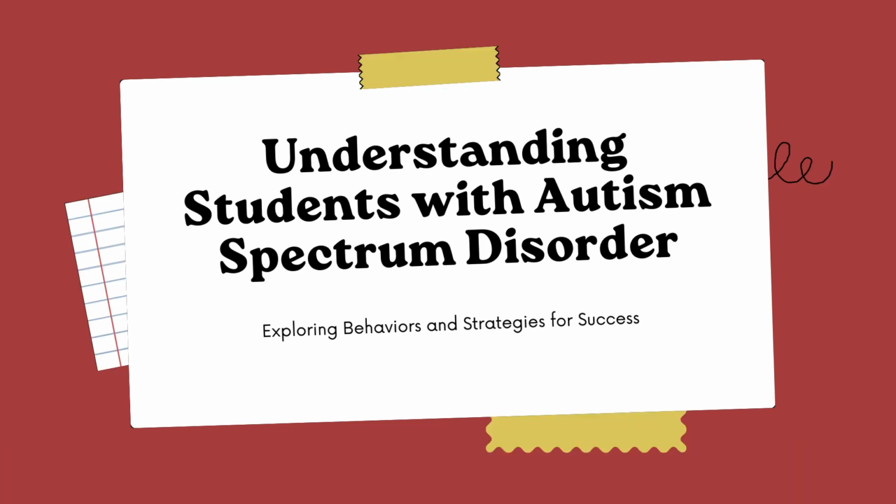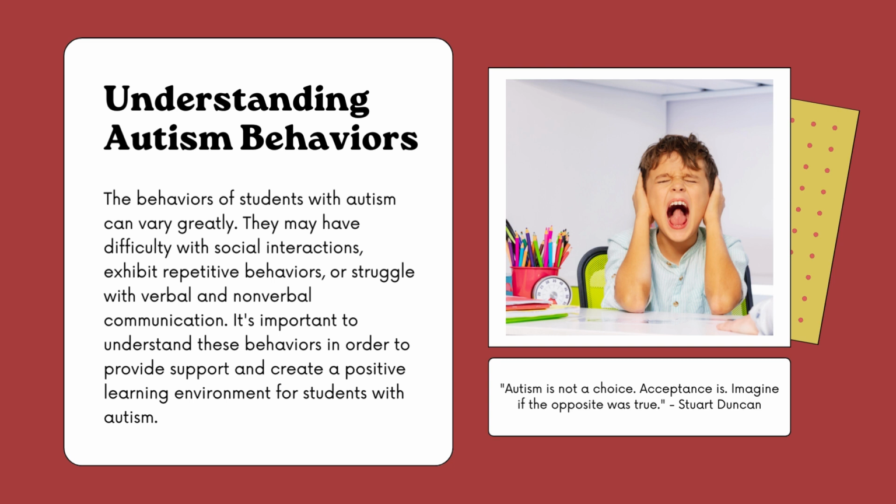This presentation is to help you understand students with autism spectrum disorder. We'll be exploring behaviors and strategies for success. To understand autism behaviors, you have to understand that they can vary greatly. They may have difficulty with social interactions, they could exhibit repetitive behaviors, or struggle with verbal and nonverbal communication. It's important to understand the behaviors in order to provide support and create a positive learning environment for students.